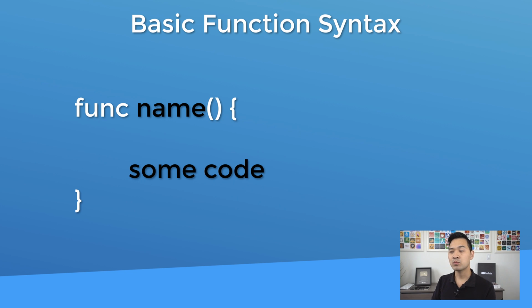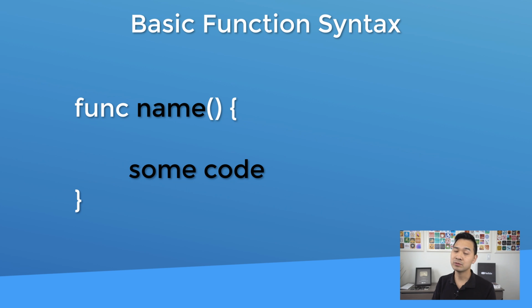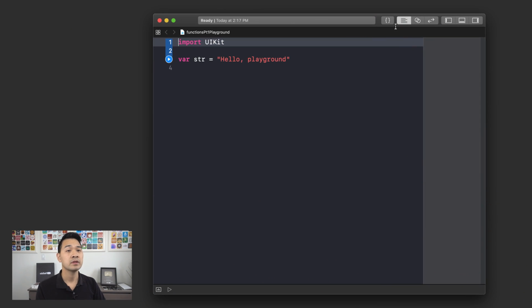All right, and then next up, we have a pair of curly braces. Now, in between the curly braces is where you would define your code for that function. Any code you write in between those curly braces is going to get executed when you call the function by its name. Now let's go back to the playground and write a basic function.